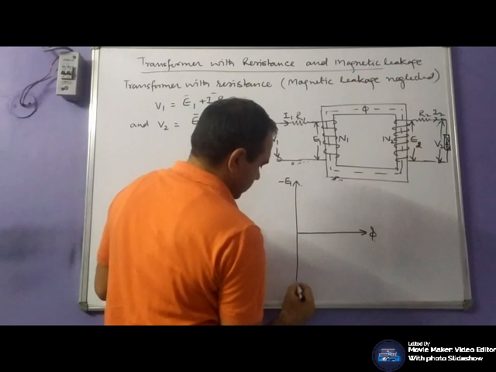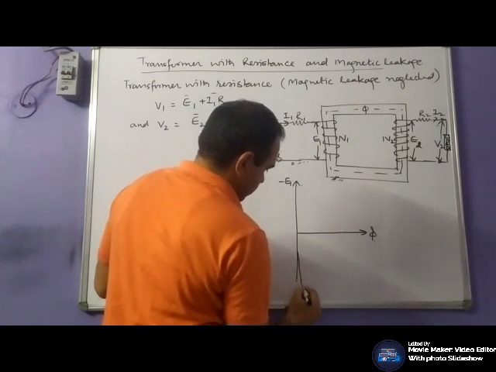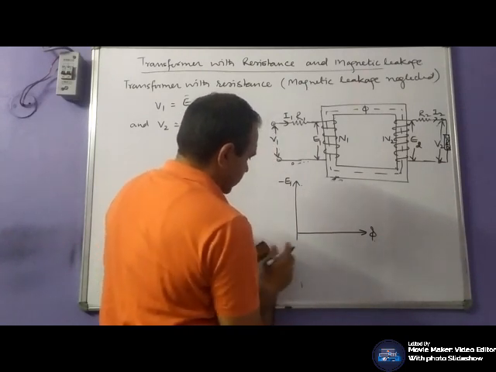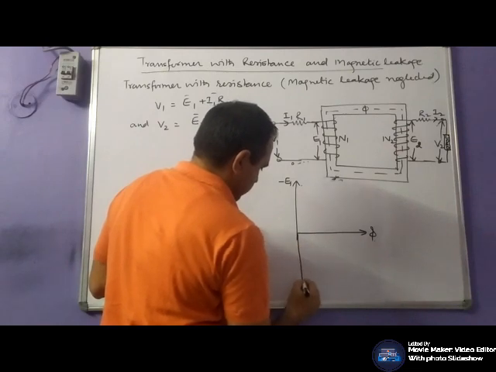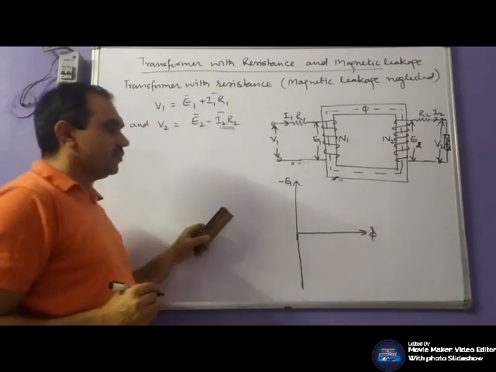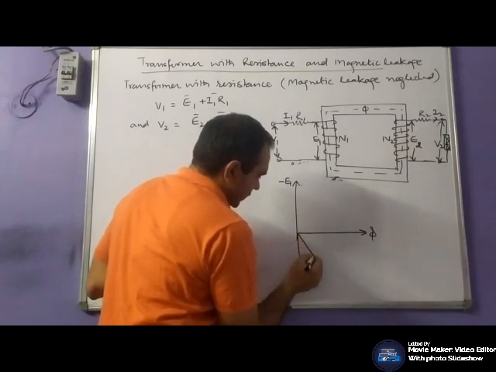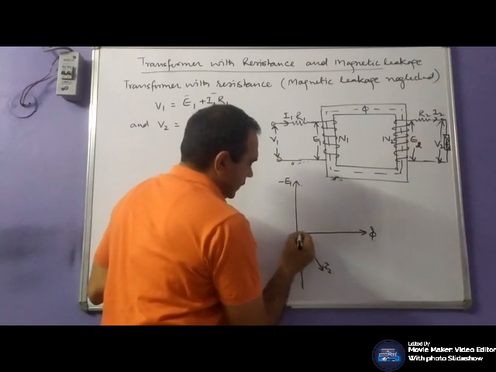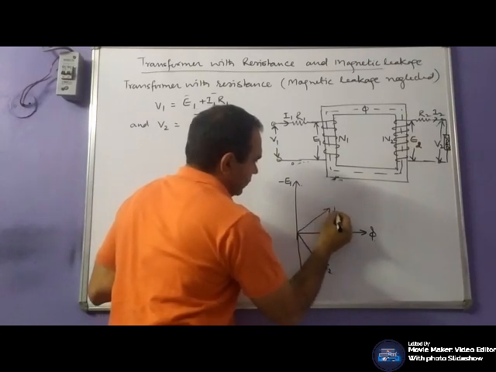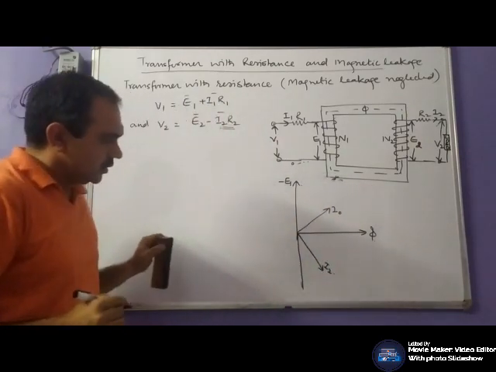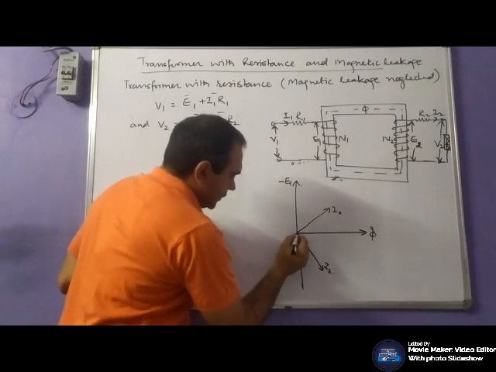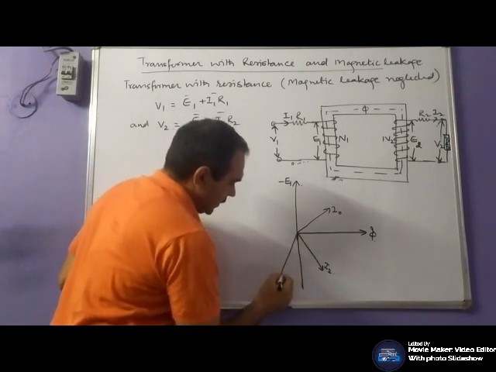Minus E1. So your current would lead the voltage. Let this current be of leading nature, I2. Let this be denoted by phi naught. V2 leading, let this be V2.